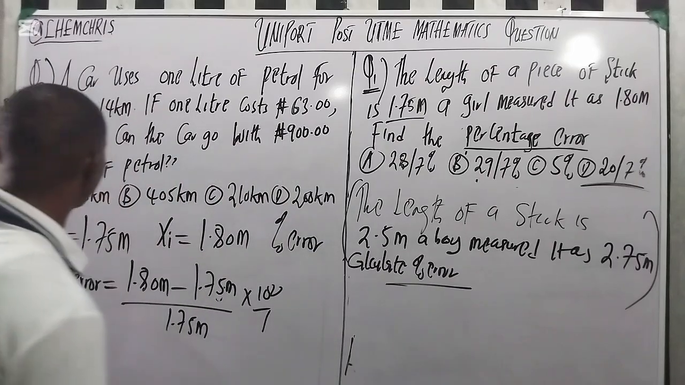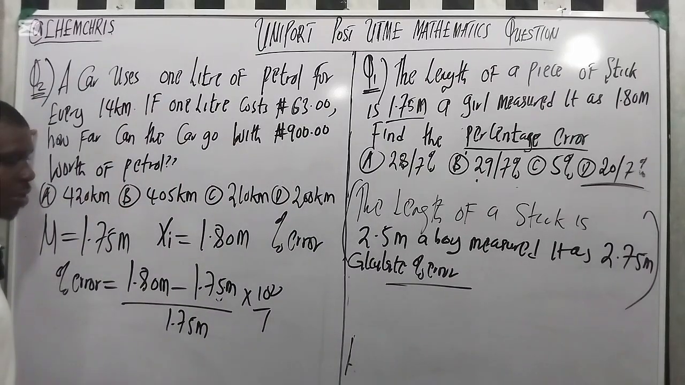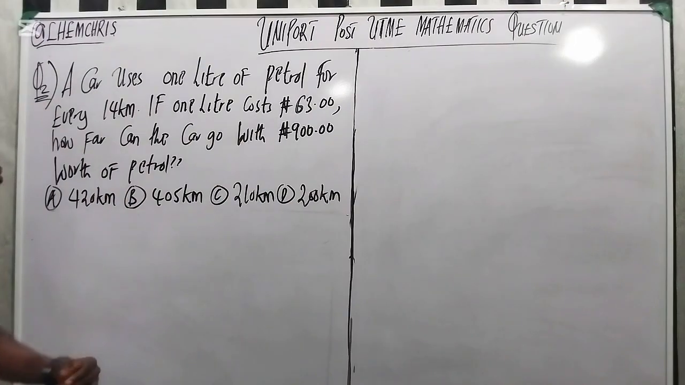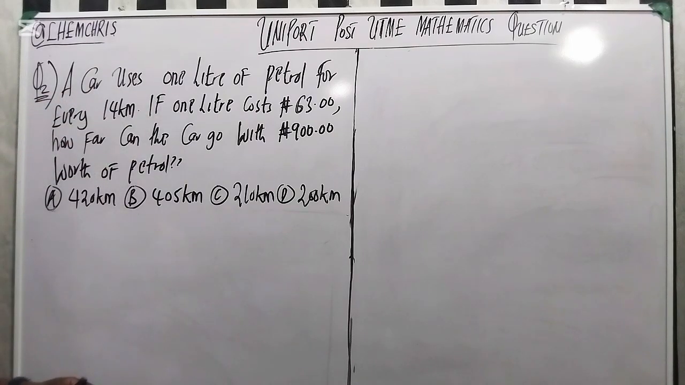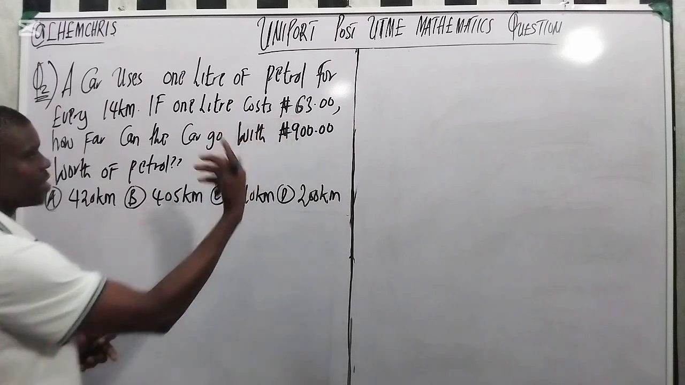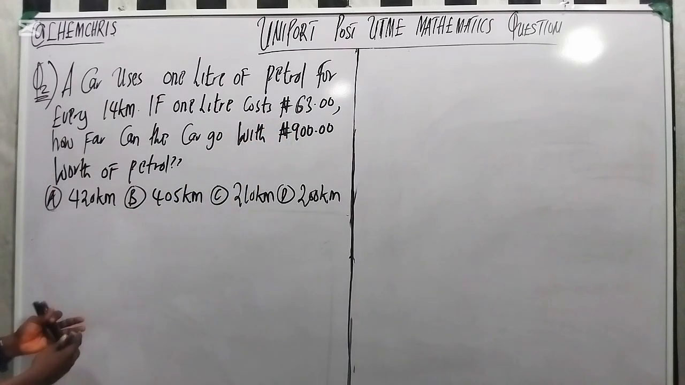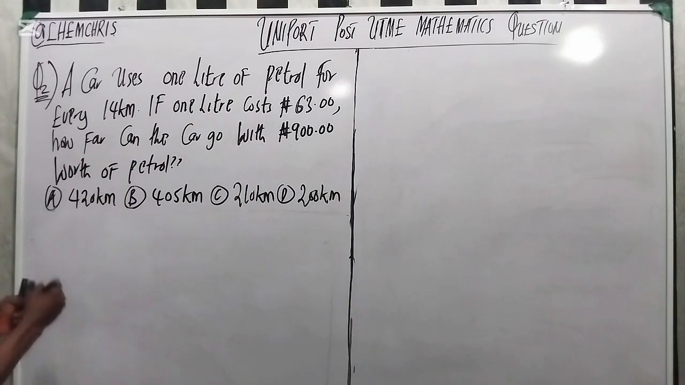So let's move to the second question. Look at this second question here. A car uses 1 liter of petrol for every 14 kilometers. If 1 liter costs 63 naira, how far can the car go with 900 naira worth of petrol?